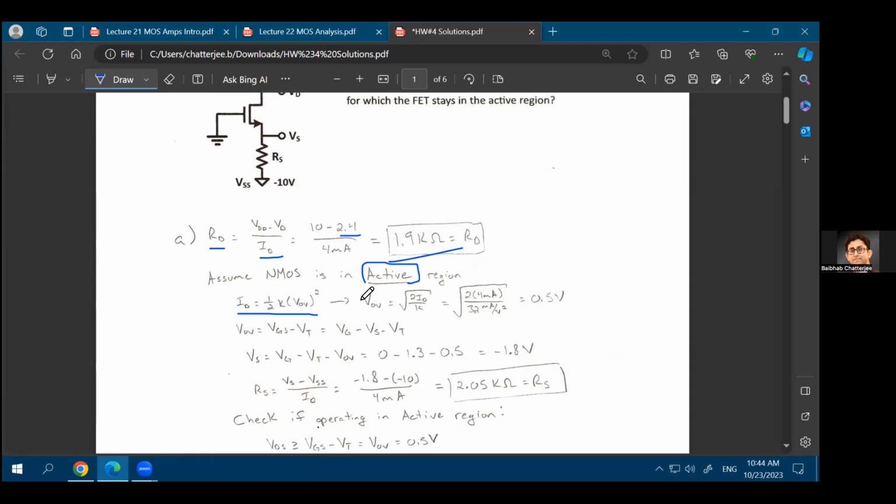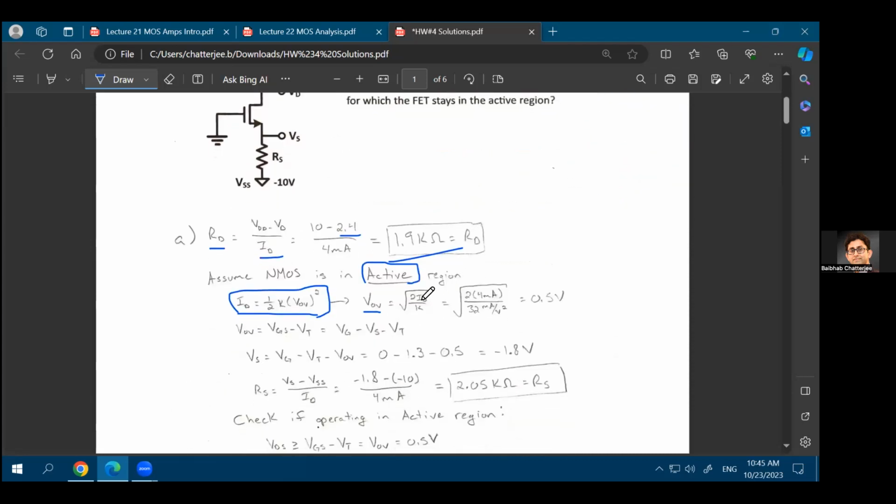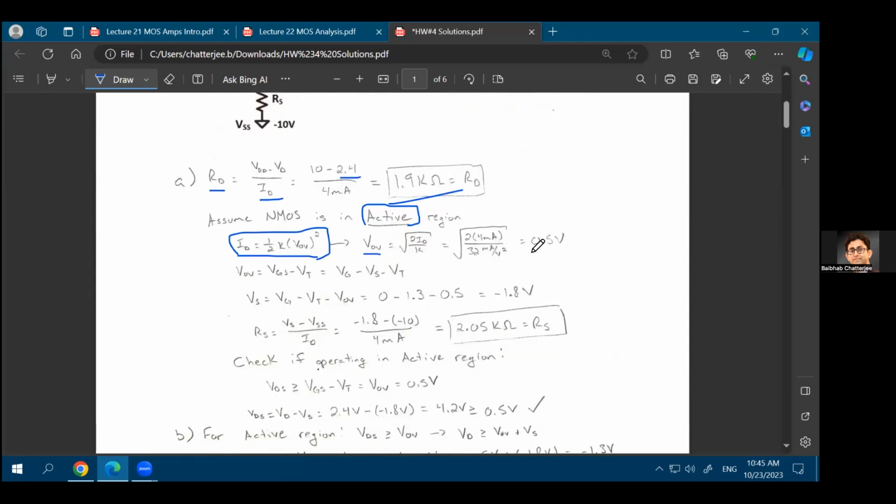So if you assume that the NMOS is in active region, your equation will be this, ID equal to K over 2 times V overdrive squared. And from there, you can find out what is your V overdrive, because you already know the value of ID, you already know the value of K. That is already provided in the question. So since you know both those values, you can find out what would be your overdrive voltage, and that will be equal to 0.5 volts.